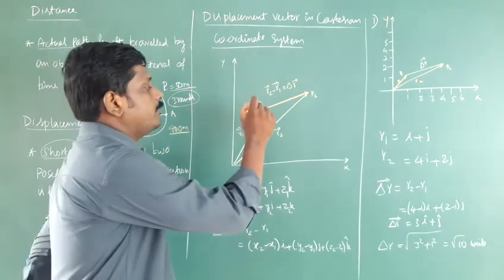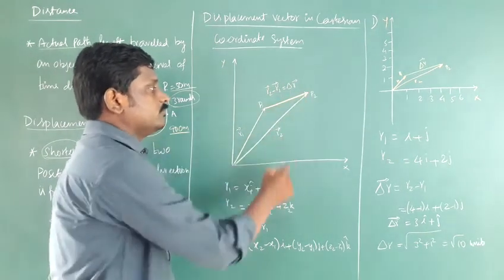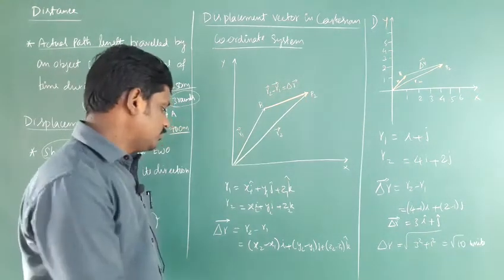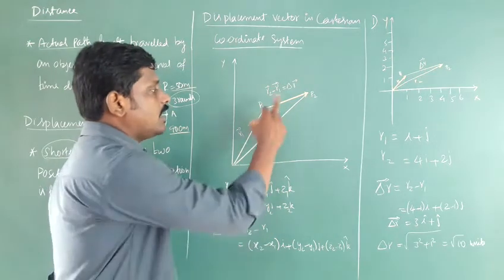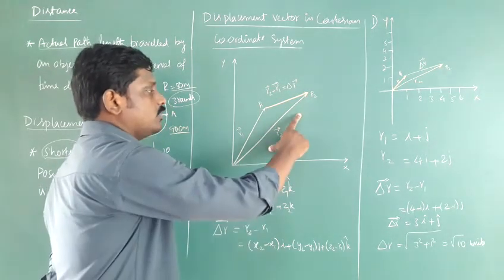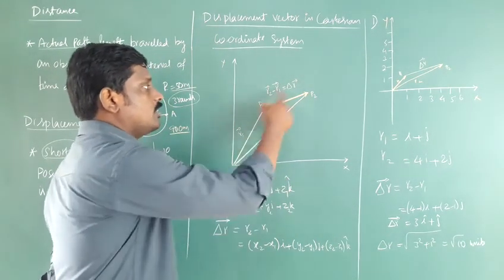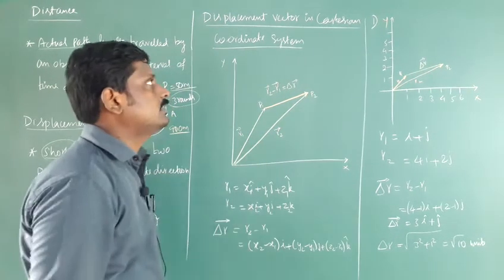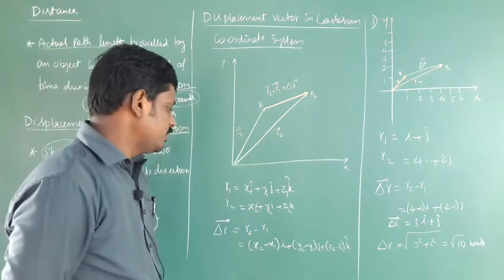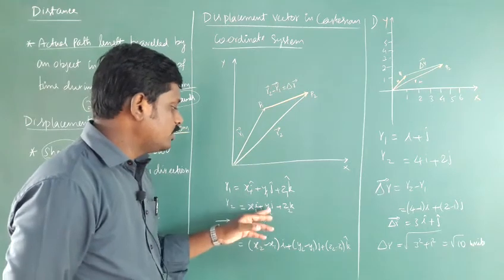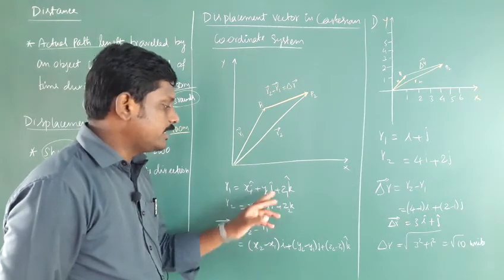Then the object moves from P1 to P2. So there is a displacement. The displacement delta r equals R2 minus R1. This is R2, this is R1. R2 minus R1 gives the displacement vector in our Cartesian coordinate system, that is x2 minus x1, y2 minus y1, z2 minus z1.